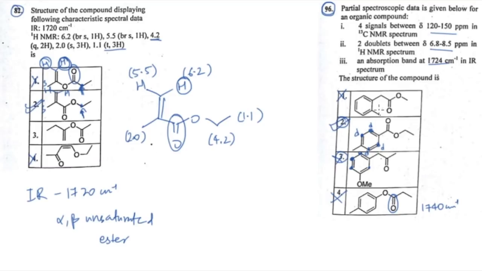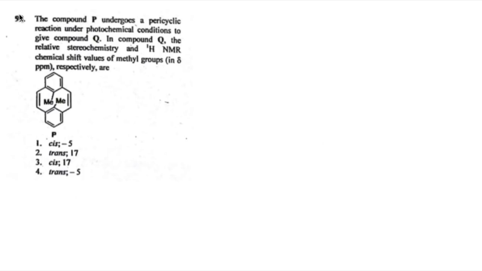Fine. Now let's take the last question of this particular video. It says that compound P undergoes a pericyclic reaction under photochemical condition to give compound Q. In compound Q, the relative stereochemistry and proton NMR chemical shift values, okay, so stereochemistry and proton NMR chemical shift you have to tell of the two methyl groups.